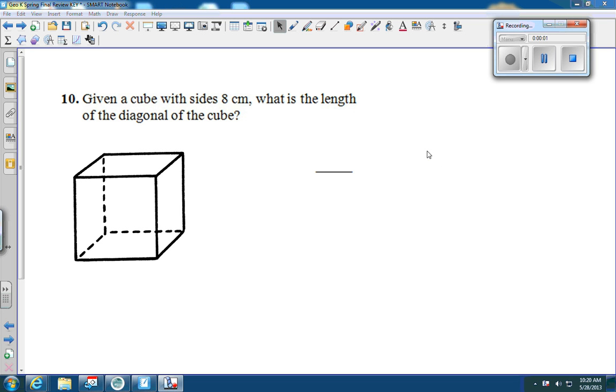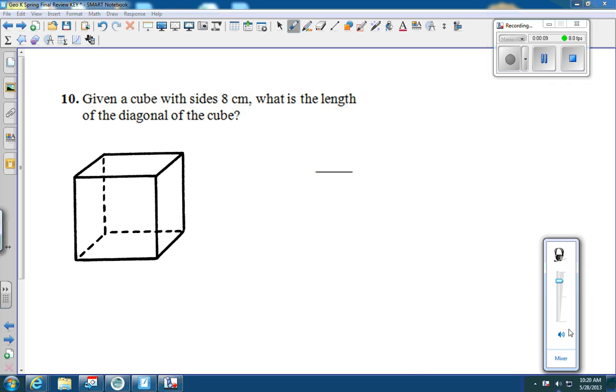So this starts back with problem number 10. It says given a cube with sides 8. I went ahead and put a cube picture on here so you could see it. So here I have sides of 8.